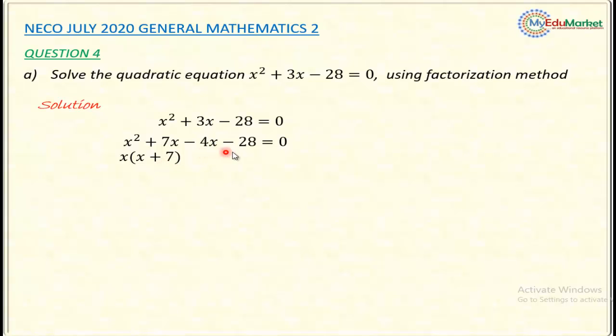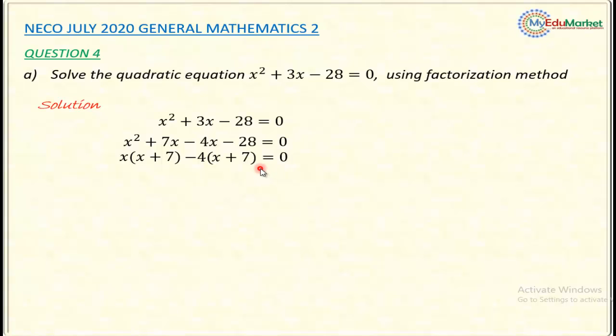Then I will check these 2 terms. What can divide minus 4x and minus 28 without a remainder? It is nothing but negative 4. So I have minus 4 outside the bracket. Then I'll divide these 2 and write the answer in the bracket. Minus 4x divided by minus 4 is x, and minus 28 divided by minus 4 is plus 7. So I'm going to have x plus 7, then I'll close the bracket, equals 0.